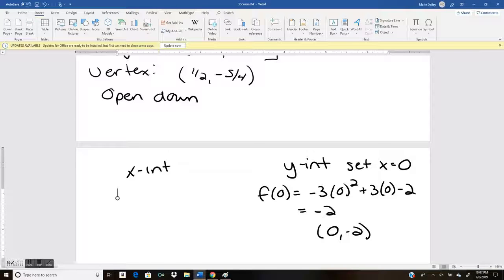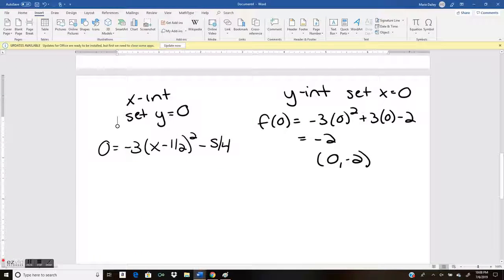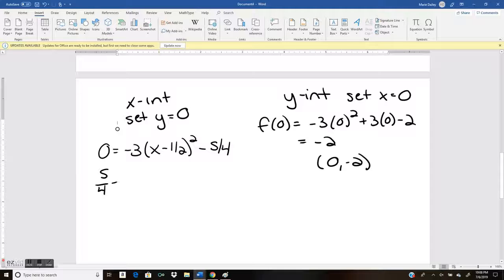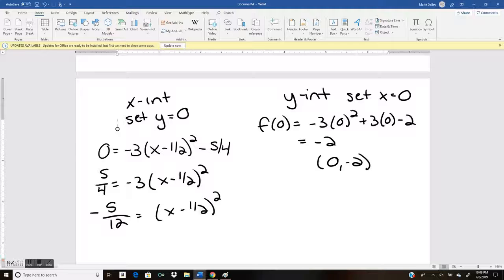To find my x-intercept, we set y equals 0. For me personally, I like to use the standard form only because it becomes a little bit easier to use the extraction of roots technique. All right, I'm going to add that 5/4 over to the other side, divide by a negative 3, and then take the square root of both sides.